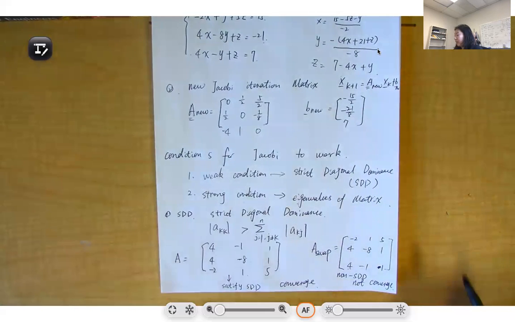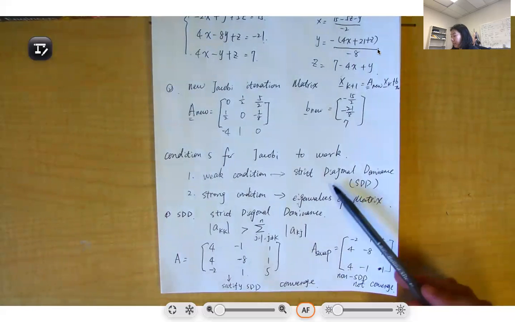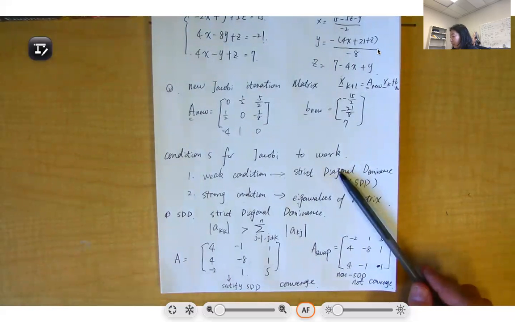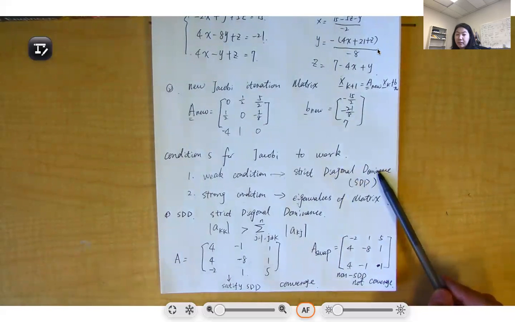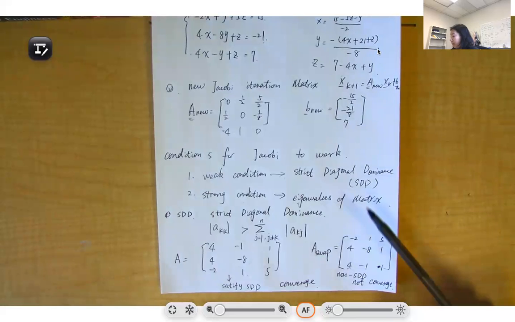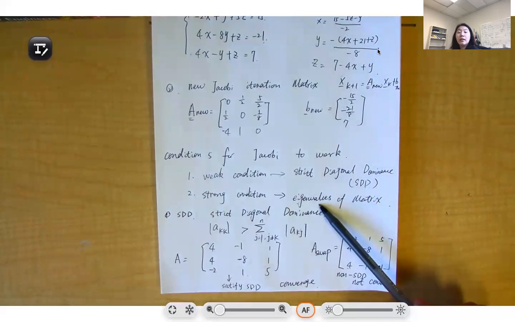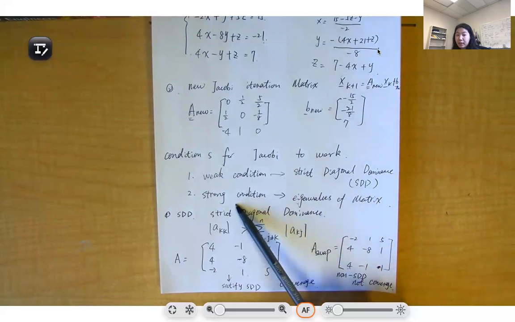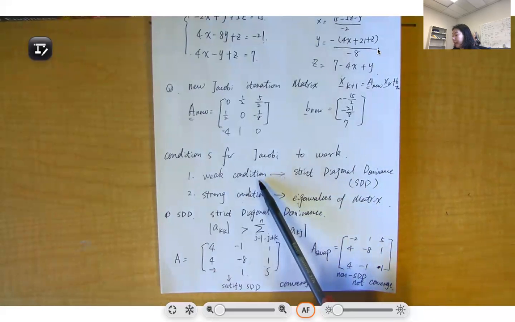Okay, so basically it didn't meet the strict diagonal dominance. It must not be the Jacobi iteration. If that is satisfied, we still need to check whether the eigenvalue of the matrices is satisfied or not. If not satisfied, it still couldn't let Jacobi work. So you have to tell what is the weak condition, what is the strong condition. Okay.